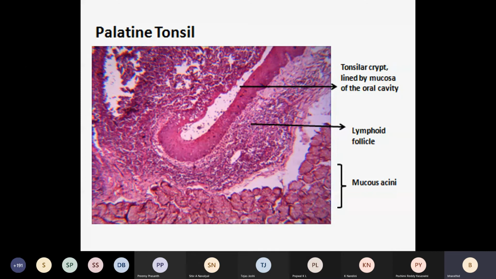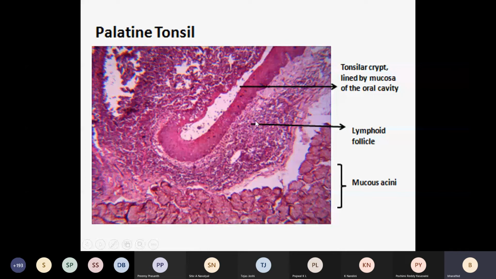In tonsillitis, that is inflammation of the tonsil, these crypts will be covered by purulent discharge, pus. On examination of the patient, you will see yellow spots on the surface of the tonsil because of accumulation of purulent discharge in the crypt. So this is the identification point for palatine tonsil: presence of 10 to 20 tonsillar crypts which contain desquamated epithelial cells.